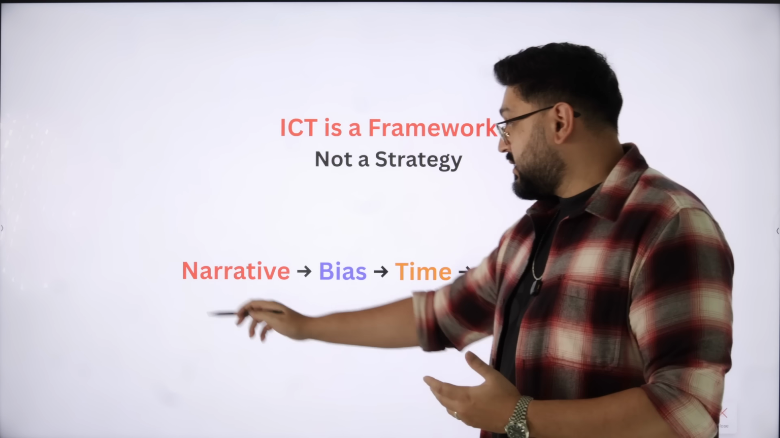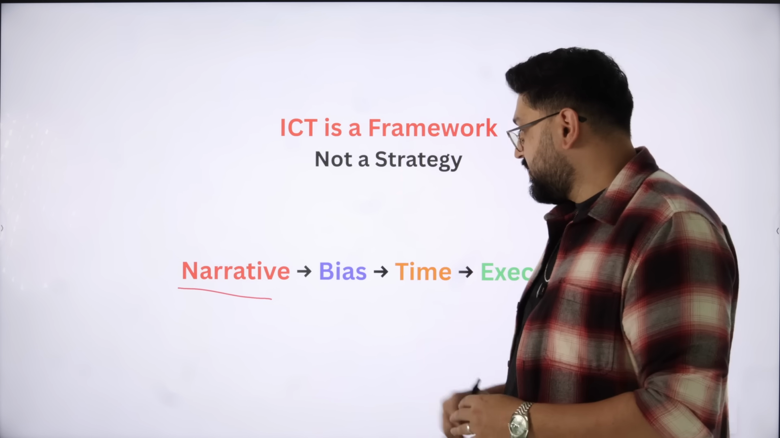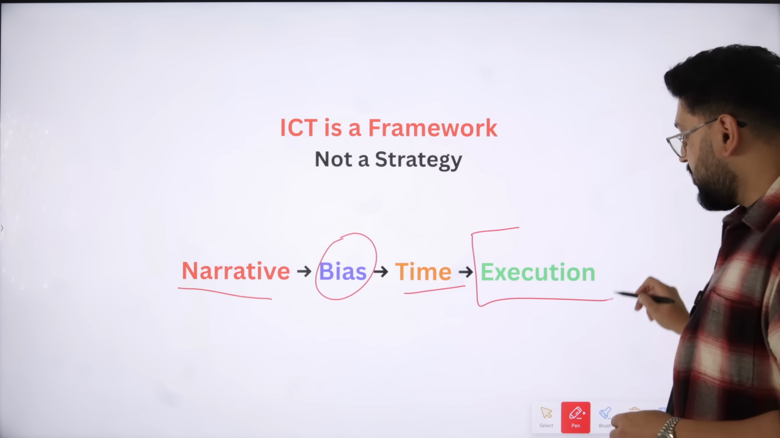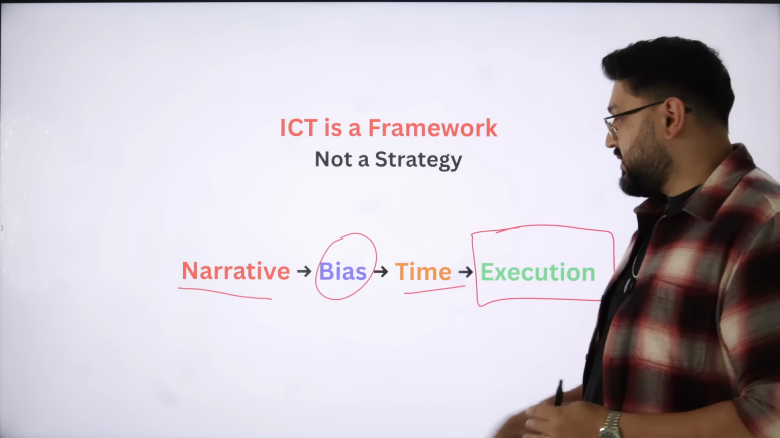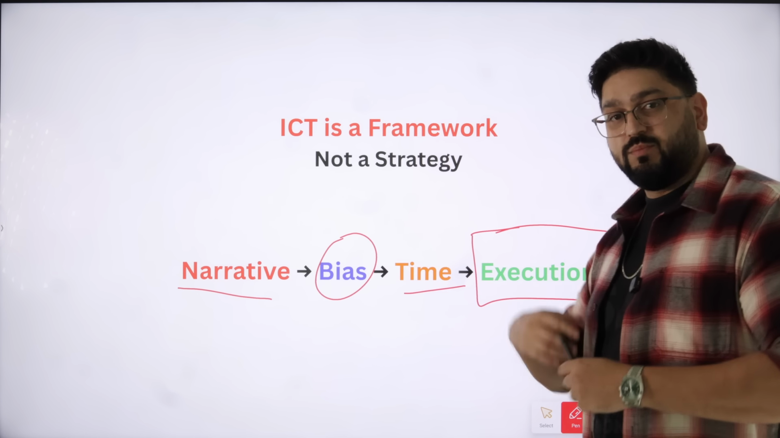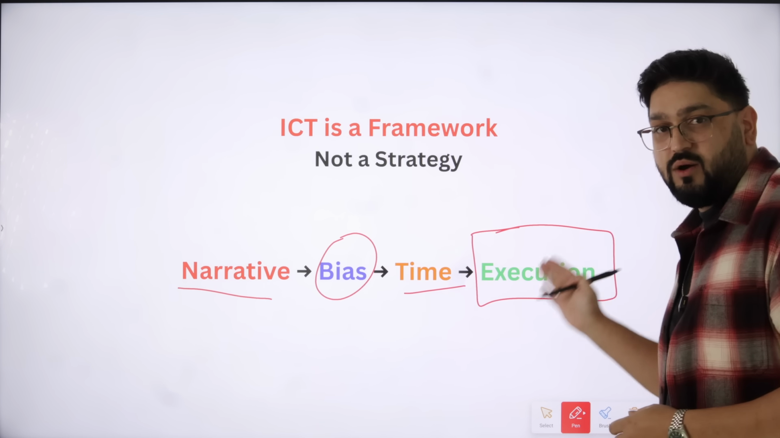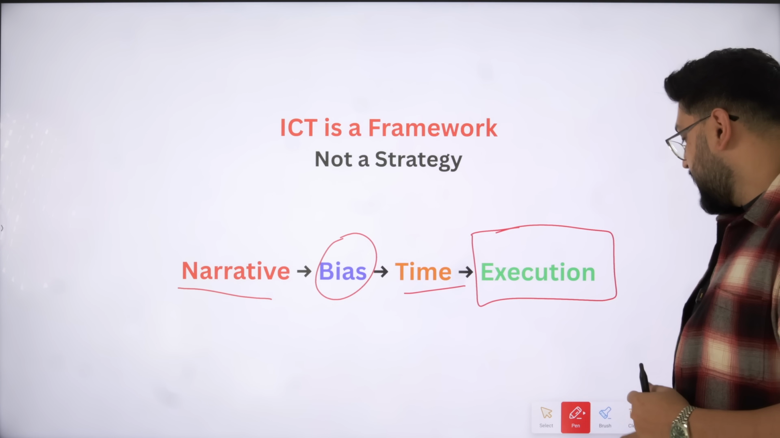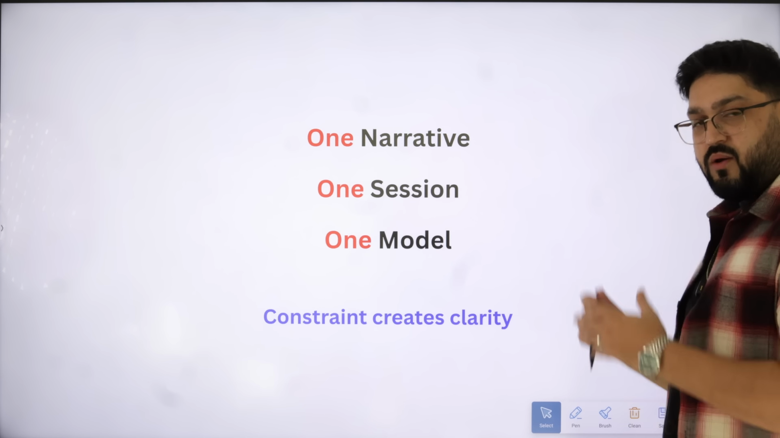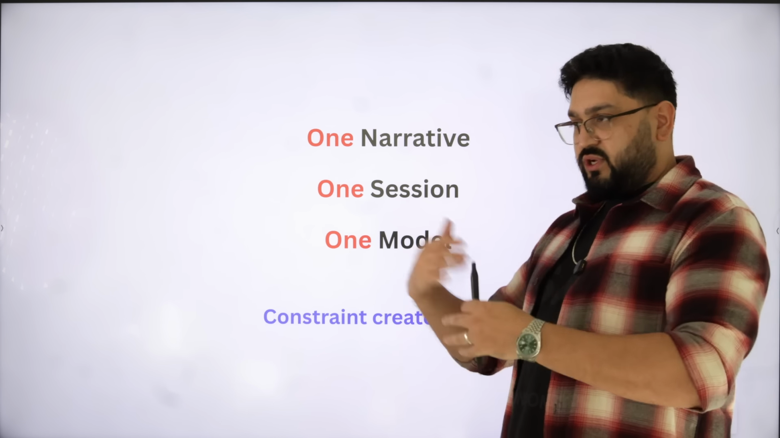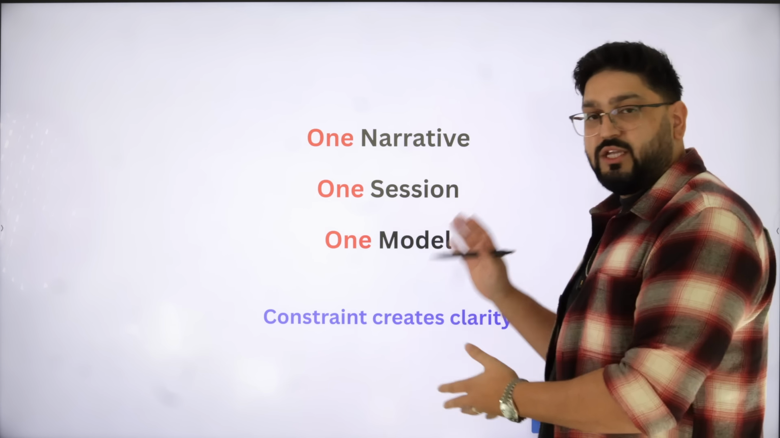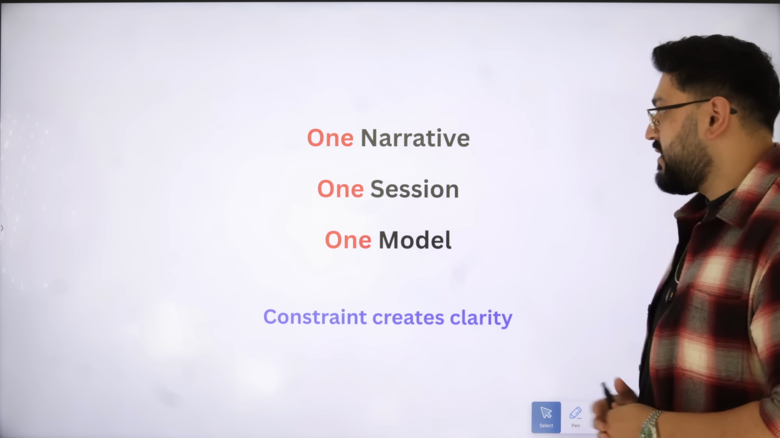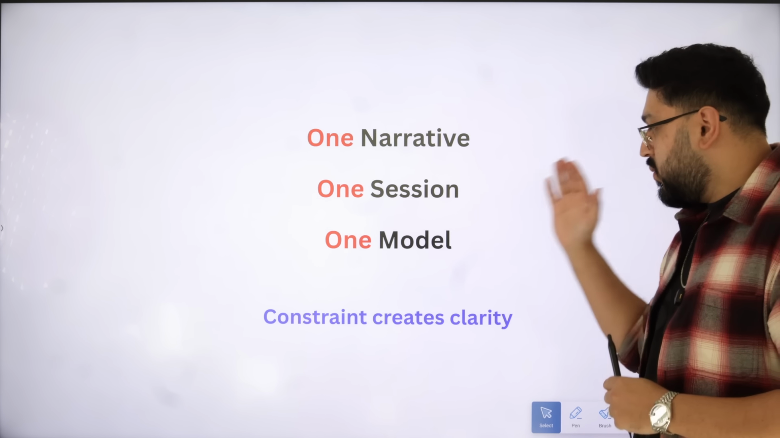And the best way to do that is first by understanding narrative, then bias, then time, and only then do we look for an execution. It's the very last thing on the list, but many traders are first looking at how to get into the market before understanding what the market narrative is all about. Now, essentially, ICT only really starts to make sense once you start introducing constraint into your trading. And this is how you should always start: one narrative, one session, and one model.